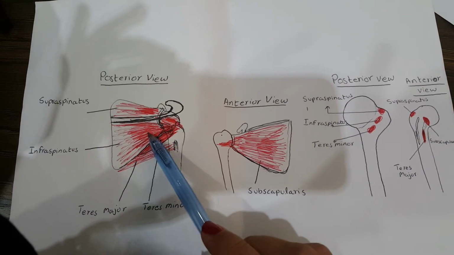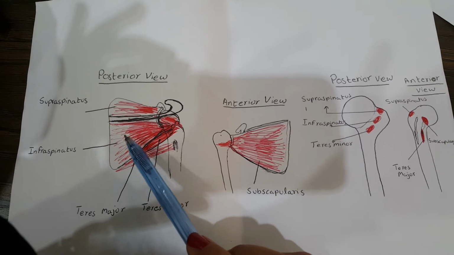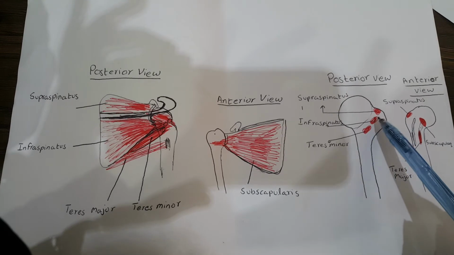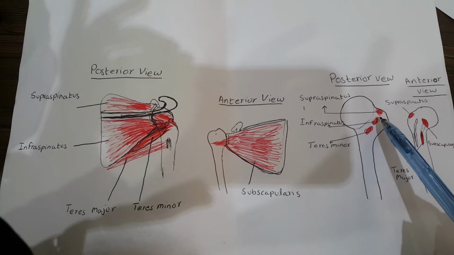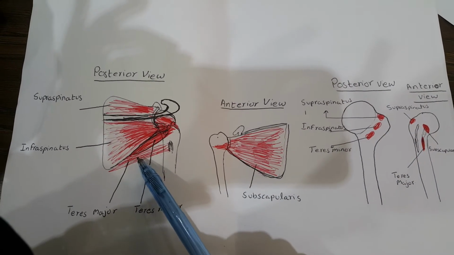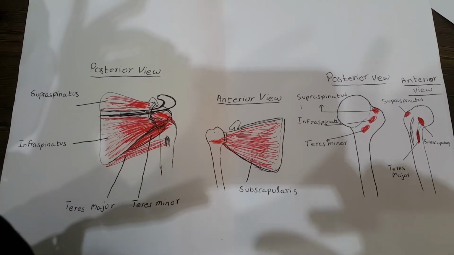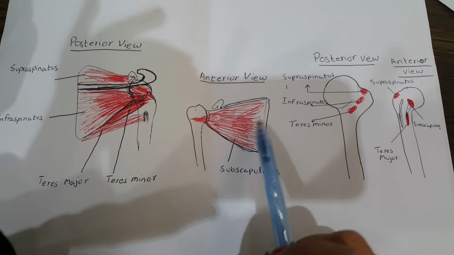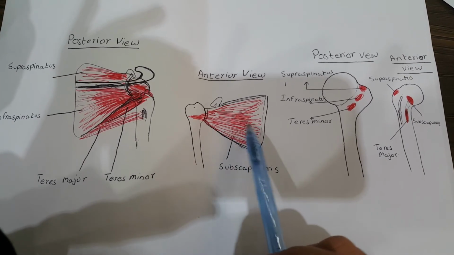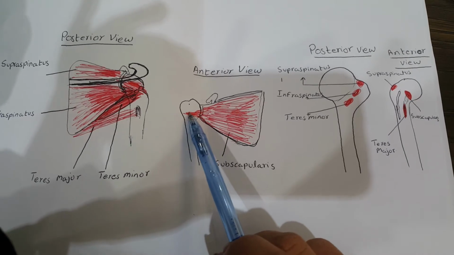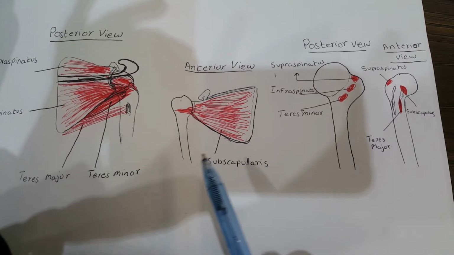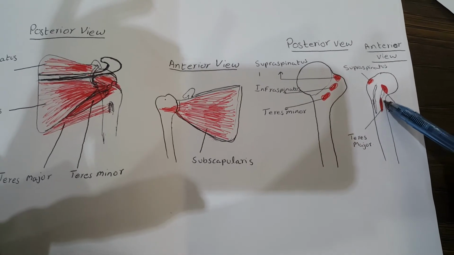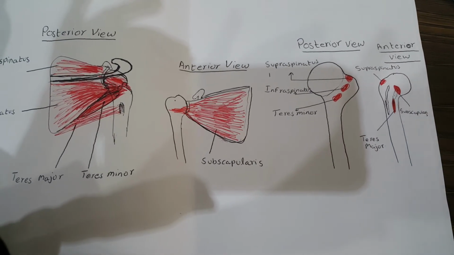Infraspinous fossa gives origin to infraspinatus and this muscle is inserted over the middle impression of the greater tubercle of the humerus bone. Subscapular fossa gives origin to subscapularis muscle and this muscle is inserted over the lesser tubercle of humerus. This is lesser tubercle of humerus that gives insertion to subscapularis muscle.